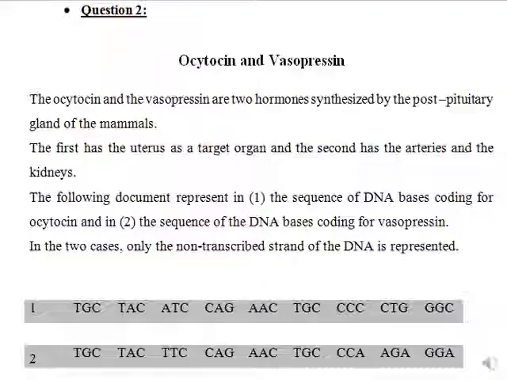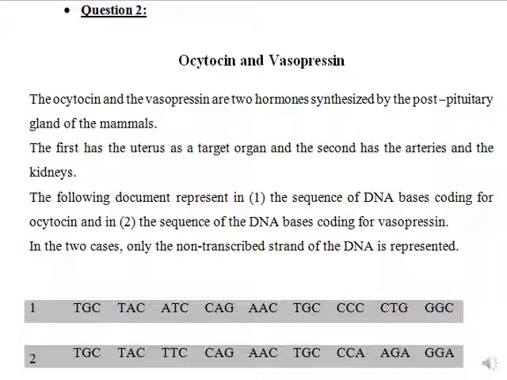Now, let's move to question number 2. Question number 2 is talking about oxytocin and vasopressin. The oxytocin and the vasopressin are two hormones. They are synthesized by the posterior pituitary gland of mammals. The first has the uterus as a target organ, and the second has the arteries and the kidneys.